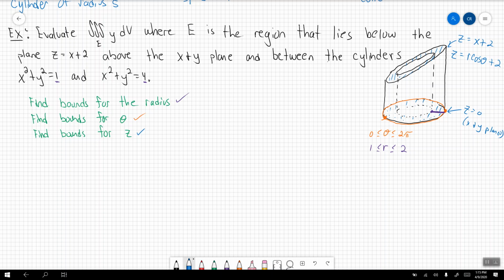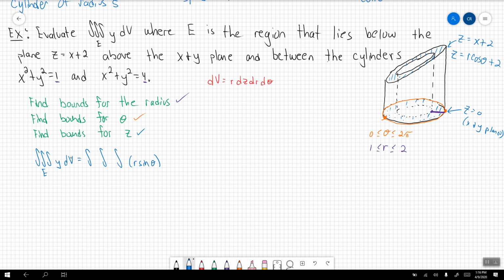So let's go through and set this up. The triple integral for y dv now is going to become the triple integral. Instead of y, we're going to have our cylindrical coordinates, which means this y value is going to be r sine theta. Now remember what dv is. dv in terms of cylindrical coordinates is r dz dr d theta.